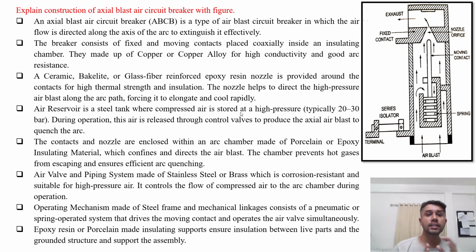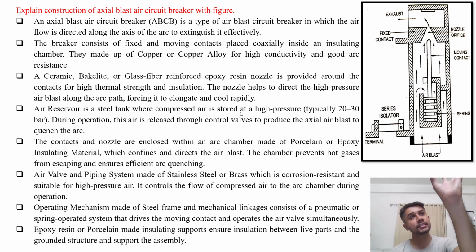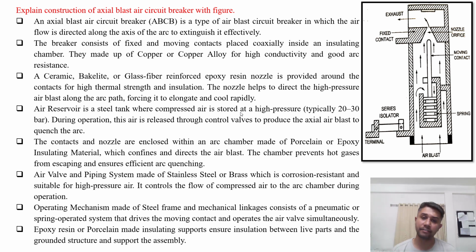Explain construction of axial blast air circuit breaker with figure. So the axial blast air circuit breaker is a type of air blast circuit breaker in which the airflow is directed along the axis of the arc to extinguish it effectively.